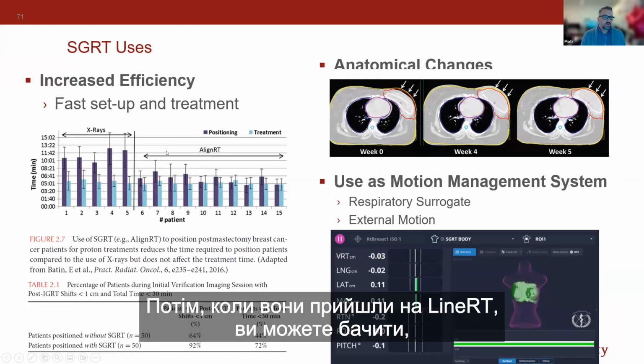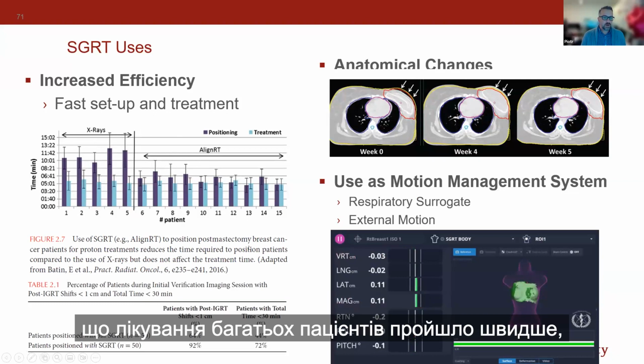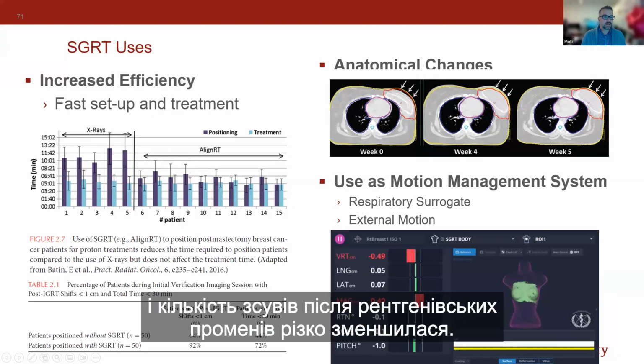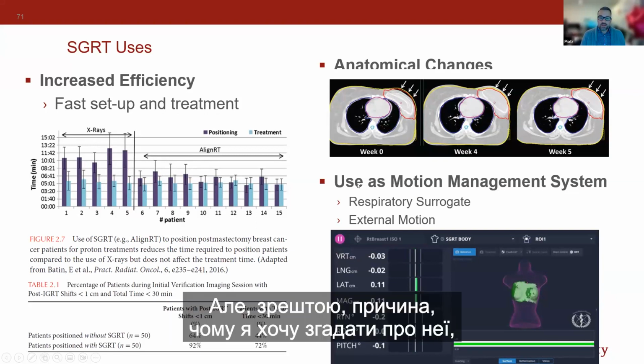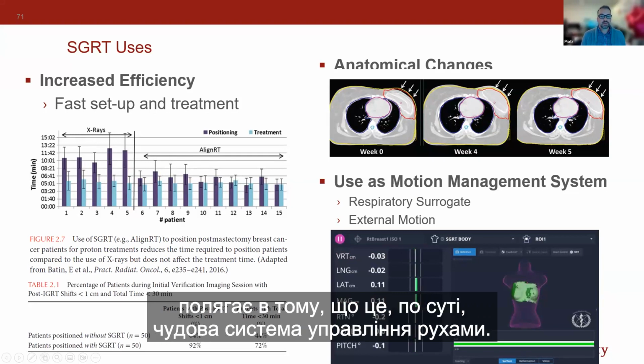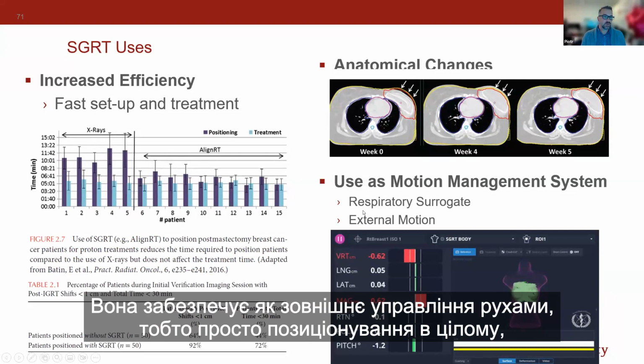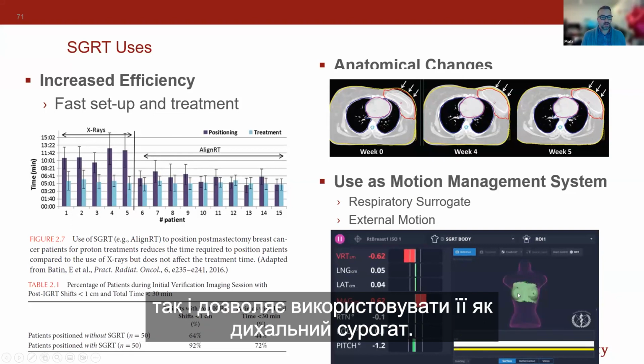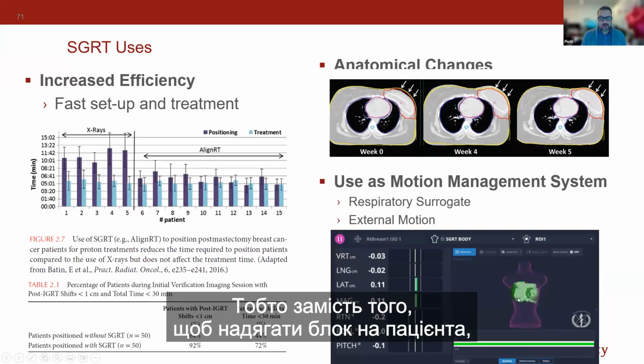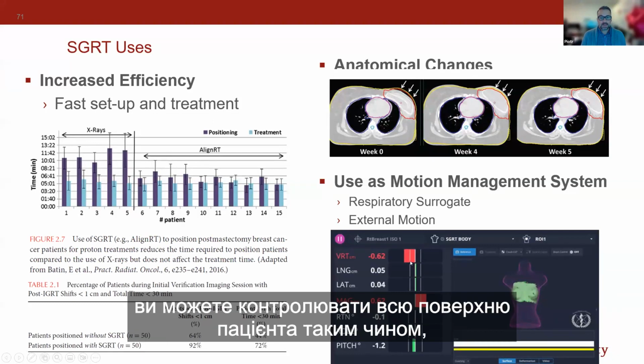So this is imaging only, and then when they brought in surface-guided RT, you can see that a lot of patients' treatments went much quicker, and the amount of shifting that they do after X-rays went down drastically. But ultimately, the reason why I want to mention it is that this is a great motion management system. It achieves external motion management, it's just positioning in general, and you can use it as a respiratory surrogate. So instead of putting the block onto the patient, you can monitor the entire patient's surface in such a way that you can see their respiration as well.